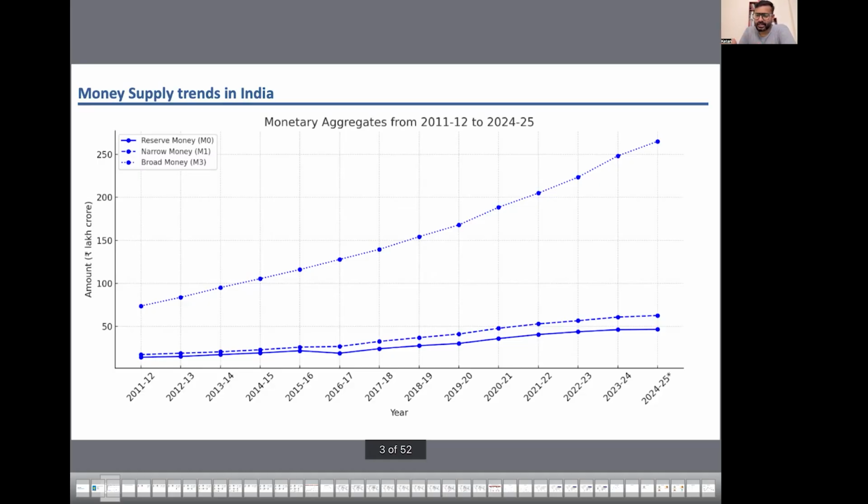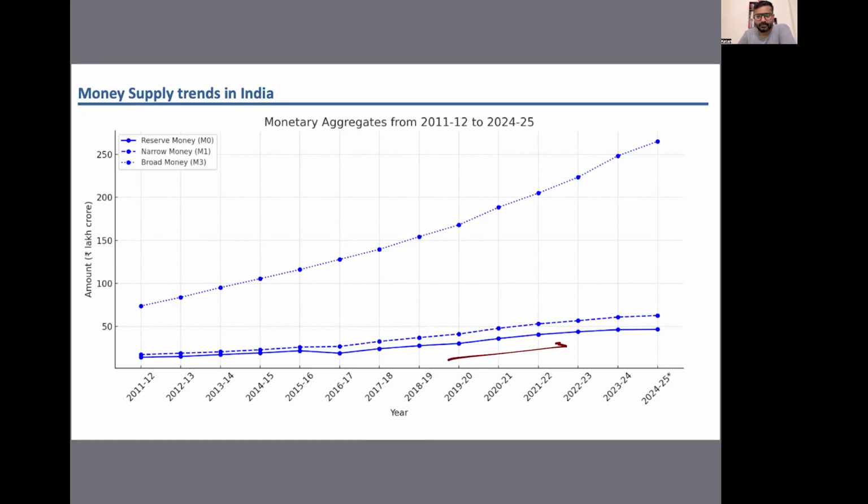Now you must already know that reserve money or M0 is the money injected by RBI into the economy. And then we have different measures of money supply, that is M1, M2, M3, and M4. M1 is generally known as narrow money, and M3 is known as broad money. And narrow money and broad money are the two most tracked measures of money supply by the RBI. So if you look at the trends, as expected, the reserve money has been growing.